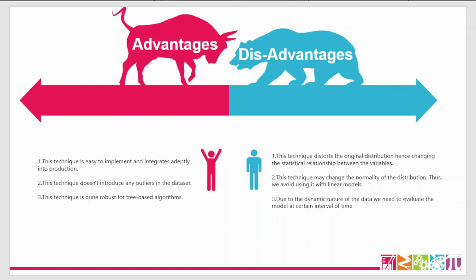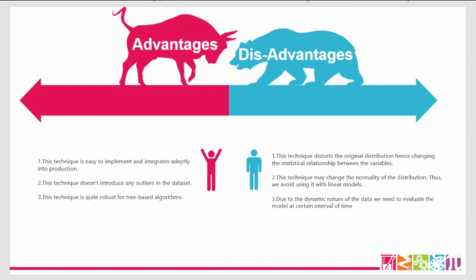So first we are going to talk about the advantages. This technique is easy to implement and can be integrated in the production environment. This technique does not introduce any kind of outliers in the data, and this technique works better with tree-based algorithms like decision tree, random forest, etc.